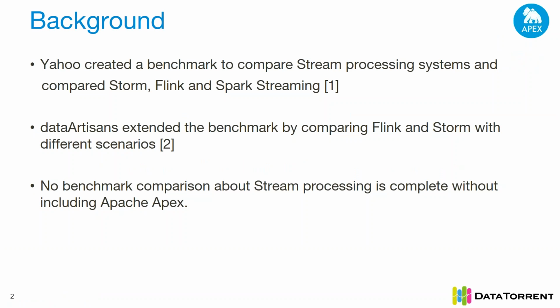Then data Artisans, the company behind Flink, extended the benchmark and compared Flink and Storm. And we said, okay, the benchmark comparisons cannot be complete because none of them have compared with Apex. Apex may be young in open source years, it was open sourced last year, but it's been in development since 2012, and it's in production in many big companies. So that's why we really said, okay, we need to do that comparison and present it.